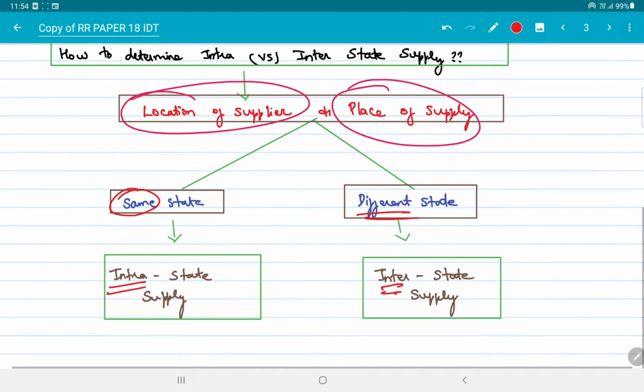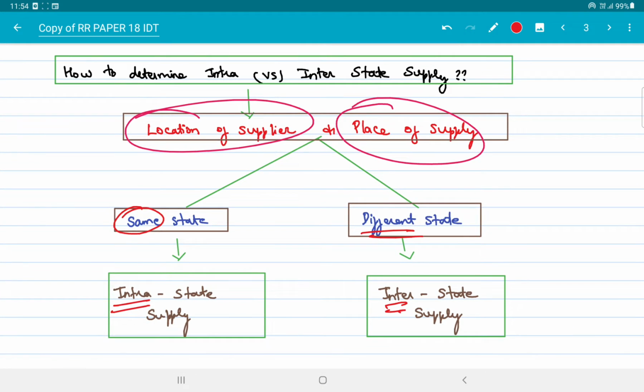Please try to understand. You should not just see whether the supply is in the same state, then intrastate supply, or in a different state, then interstate supply. That was up to the inter level only.